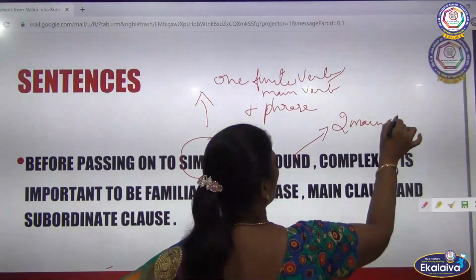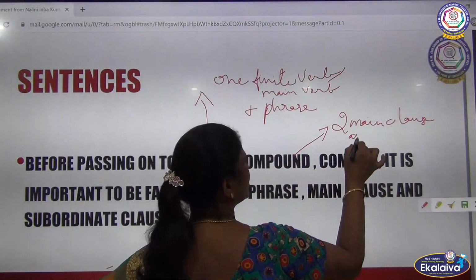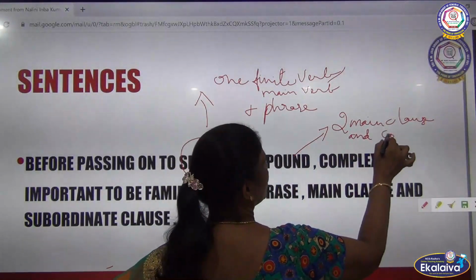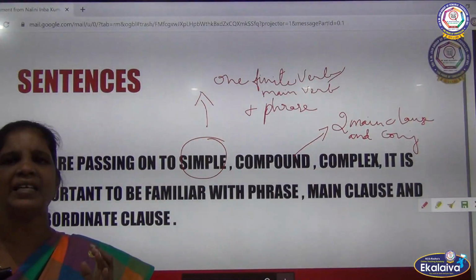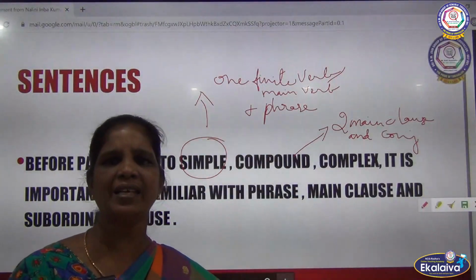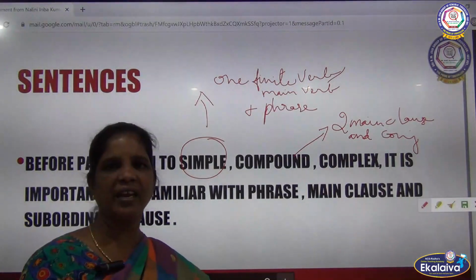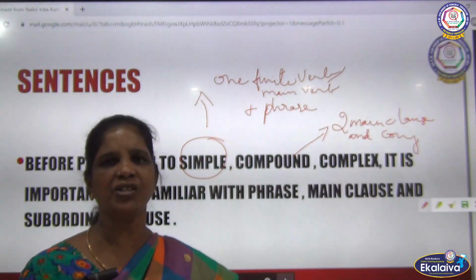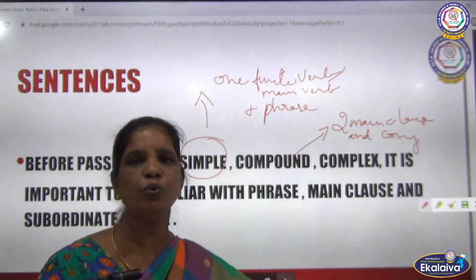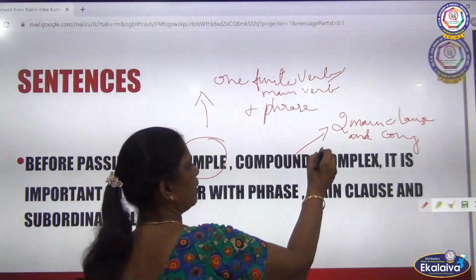It will be having two main clauses and a conjunction. What is this conjunction? But, yet, and so, then, these are all conjunctions. You will be having the conjunction and you will be having two main clauses. What are these two main clauses?